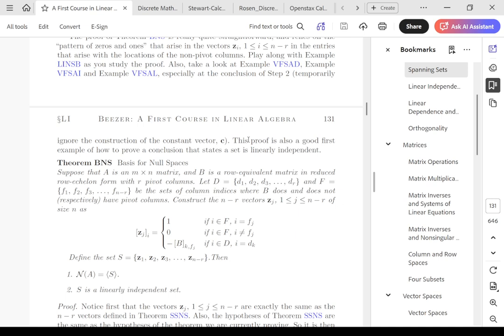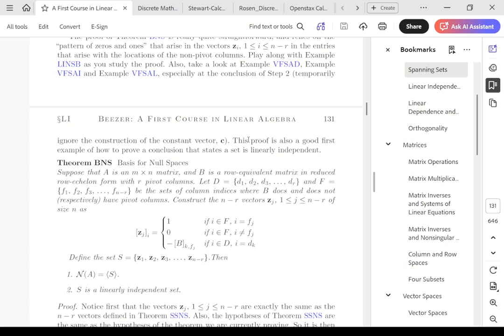Suppose that A is an m by n matrix and B is a row equivalent matrix in reduced row echelon form with r pivot columns. Let D be the set of the column numbers of the pivots, and F be f1 through f n minus r. Stuff we've covered before.